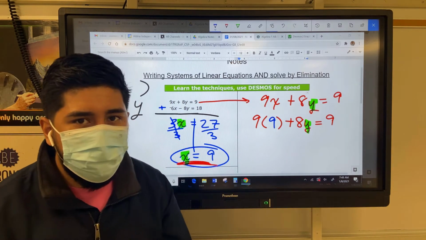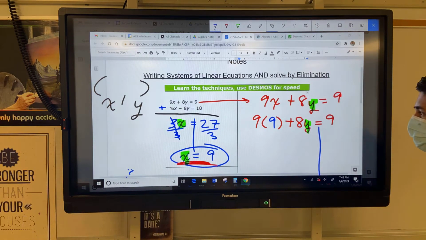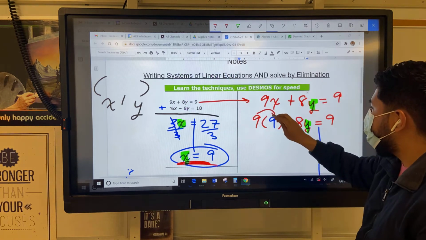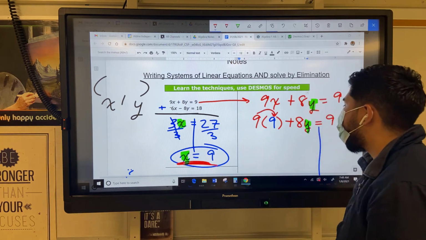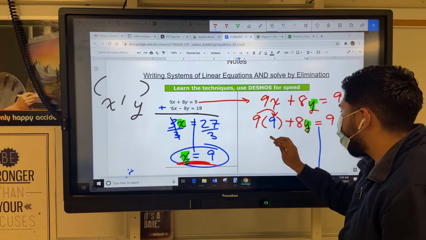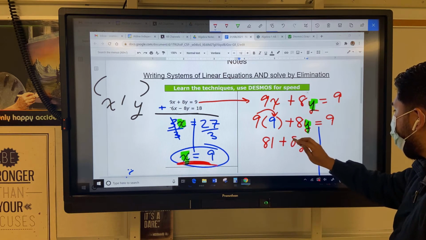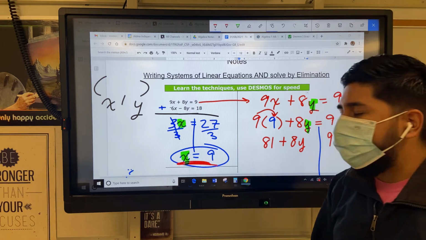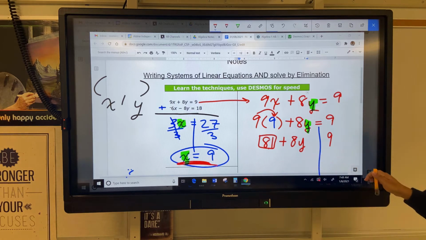And we start solving. 9 times 9, calculator real quick, or use your fingers. Just kidding, you don't have that many fingers. 9 times 9 is 81. Bring down the plus 8y. Bring down that 9. Of course, somebody's on the wrong side. This guy's on the wrong side. 81 moves over, turns into a negative 81 or minus.